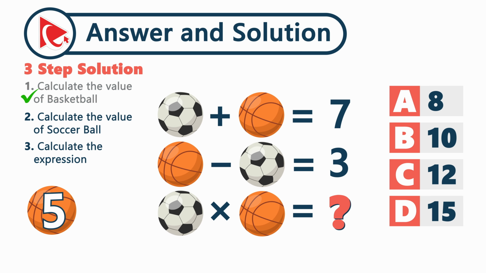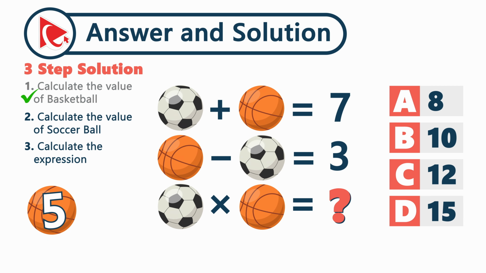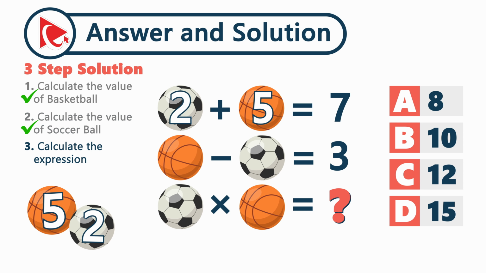Now we're ready for step 2 to calculate the value of the soccer ball. Let's substitute the value of the basketball in the first equation. Soccer ball plus 5 equals 7, which means that soccer ball value is 2. Let's summarize. We've completed the first 2 steps, and we've learned that the value of the basketball is 5, and the value of the soccer ball is 2.